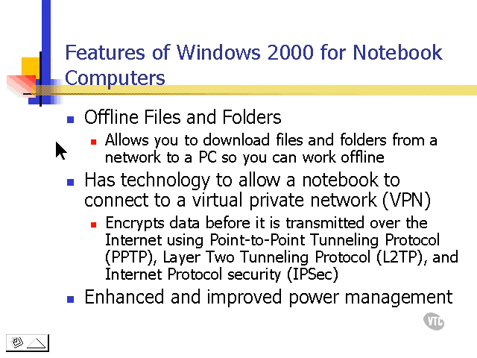Another nice new feature of Windows 2000 is that it has the technology to set up a virtual private network for notebooks. This encrypts data before it's transmitted over the internet, either using a point-to-point tunneling protocol or a layer 2 tunneling protocol with Internet Protocol Security, or IPsec. These are security features that allow us to use the internet, which is an unsecure environment, in a more secure way.